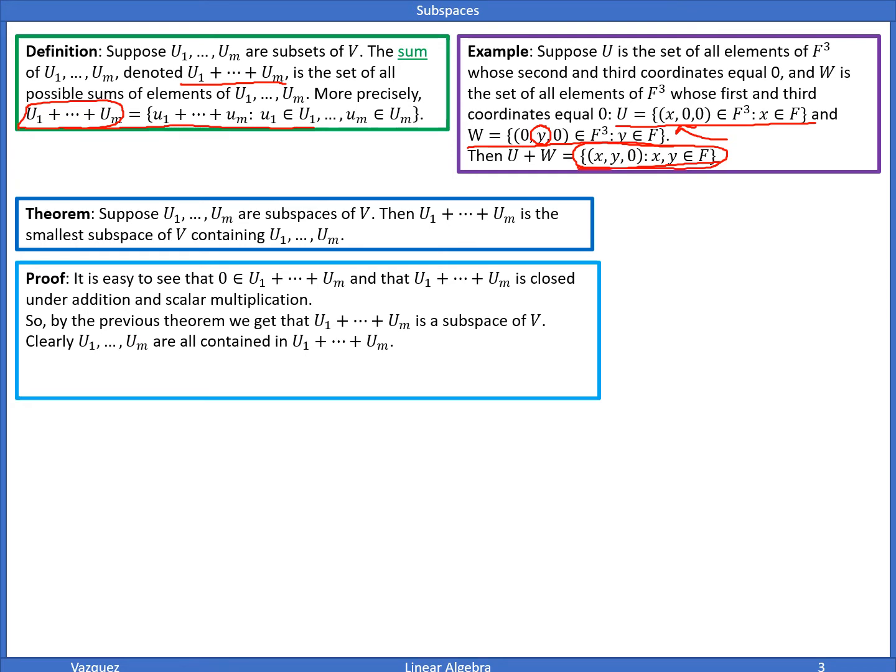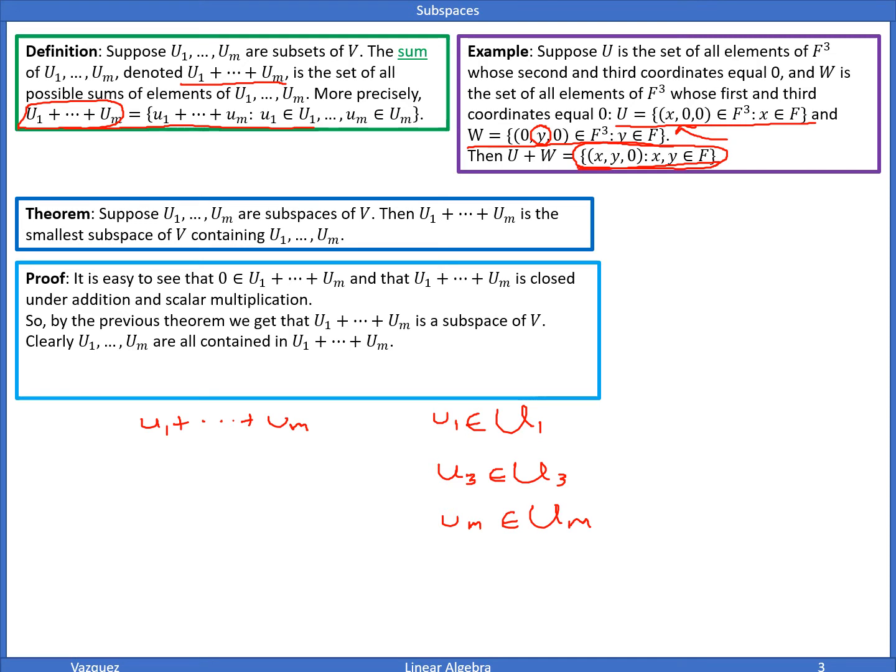So here I state clearly that U1 all the way to UM are contained in U1 plus dot dot dot all the way to UM. And why is that? Well, just consider, for example, a small u1 plus dot dot dot all the way to um, where each uj is an element of Uj. So u1 is an element of U1, u3 is an element of U3, so on and so forth, and um is an element of UM.